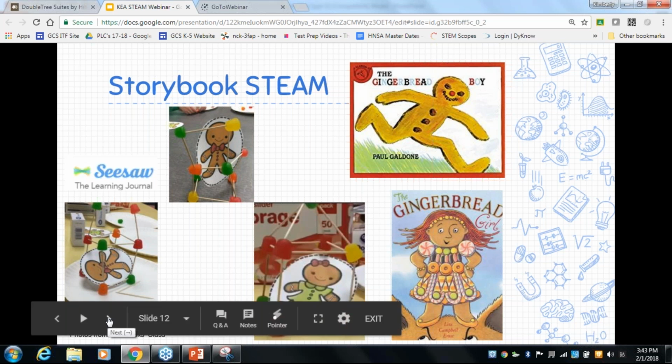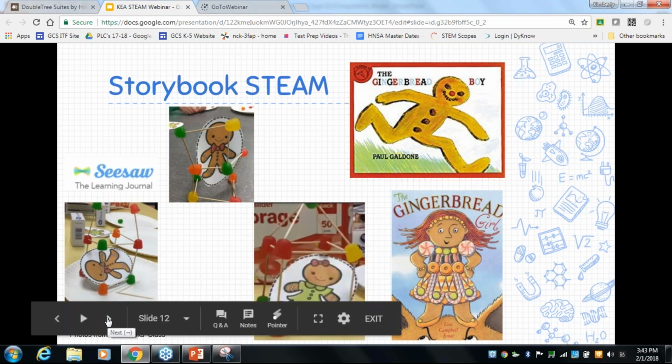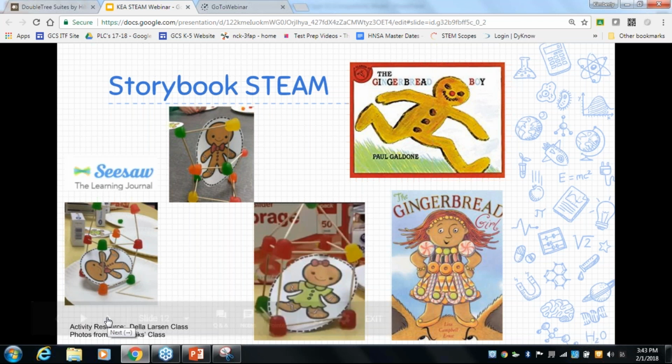So that's just a little sample of the type of evidence you can get from Seesaw as well, to be able to use when you're downloading and putting evidence into the KEA platform. Again, following directions, we definitely can collect evidence here for that.